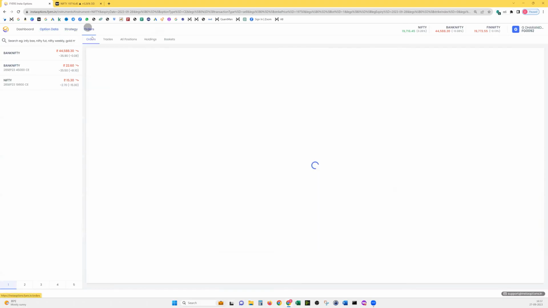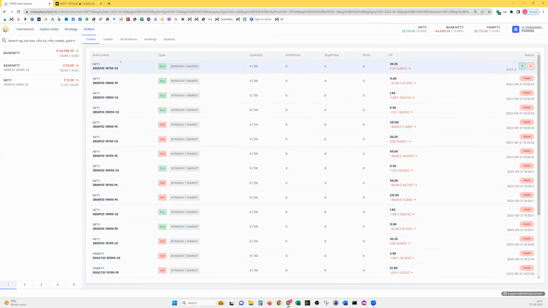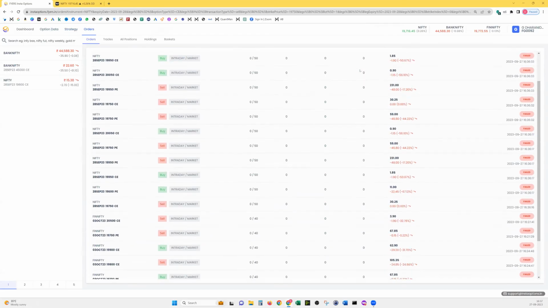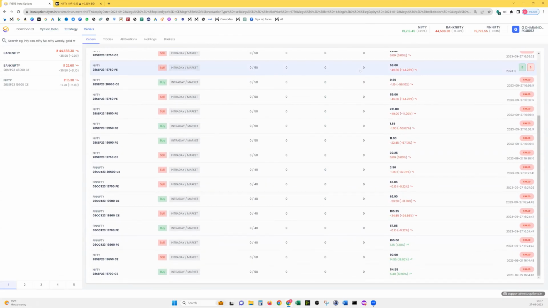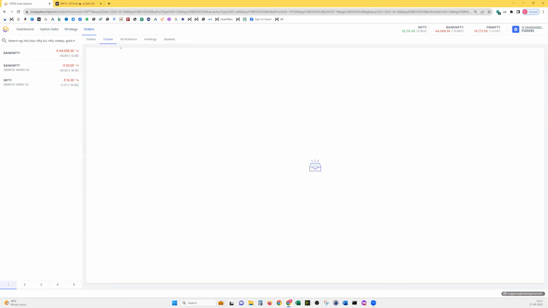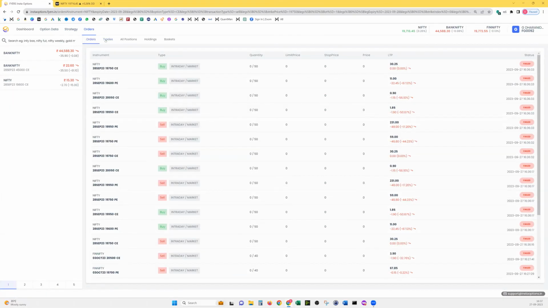Okay, so now on the order tab, you can find whatever orders we have placed from the start of the session. Everything will be visible over here. And next will be the trades. The trades are not executed because we have done all the analysis only post market, so everything got rejected. And then all positions.